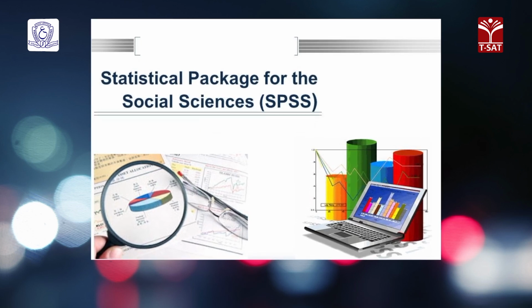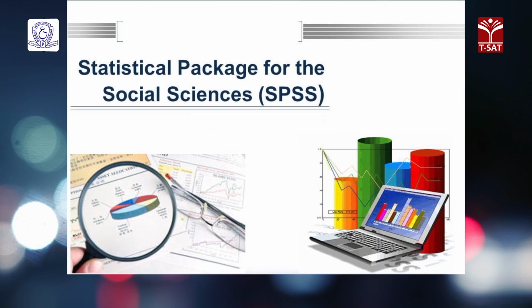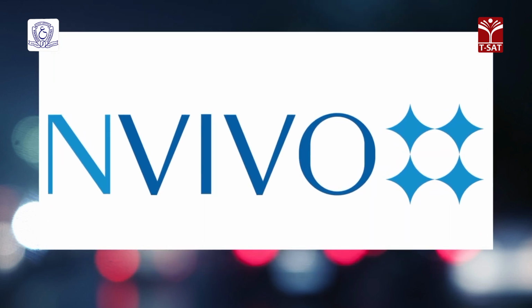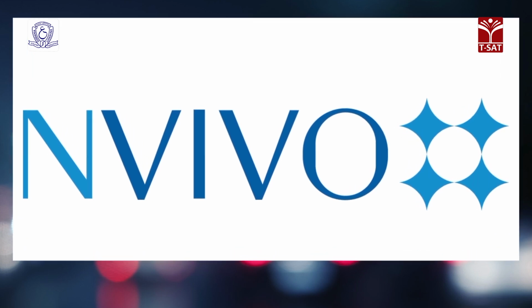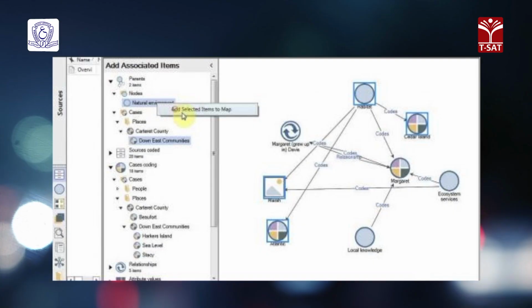Statistical Package for Social Sciences (SPSS) is being widely used in social science research for data analysis. NVivo is a software program used for qualitative and mixed methods research. Specifically, it is used for the analysis of unstructured text, audio, video, and image data, including but not limited to interviews, focus groups, surveys, social media, and journal articles.